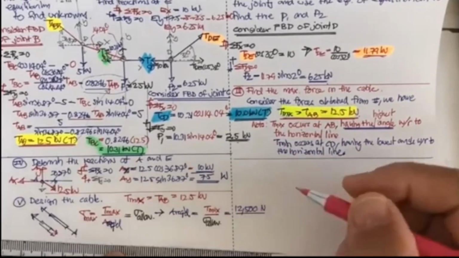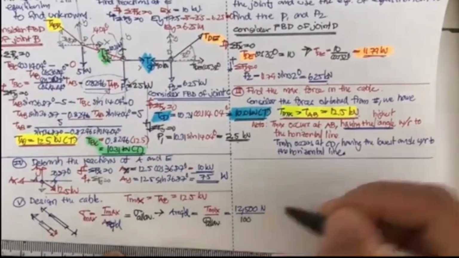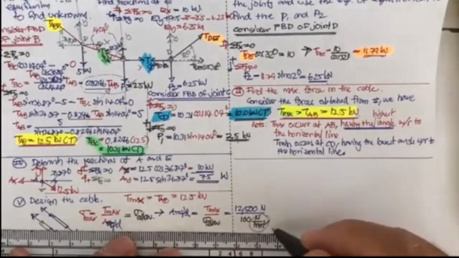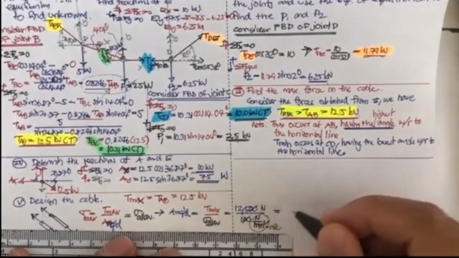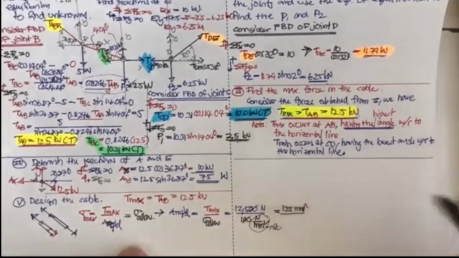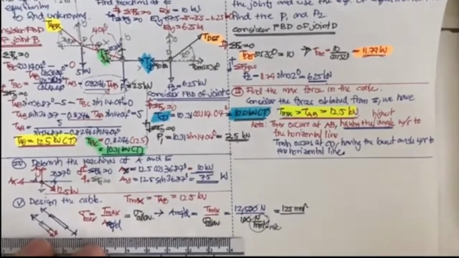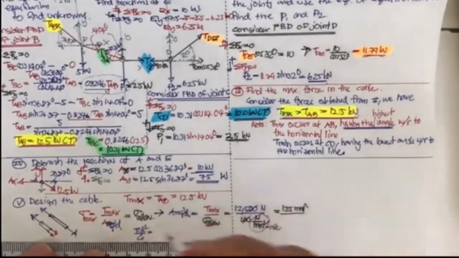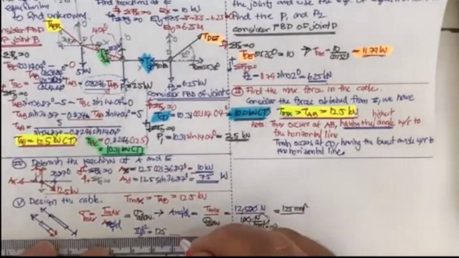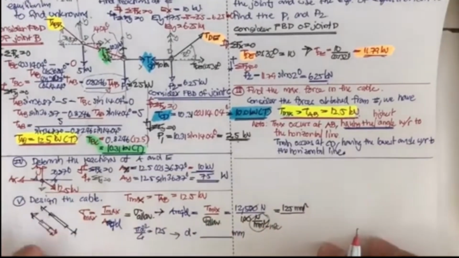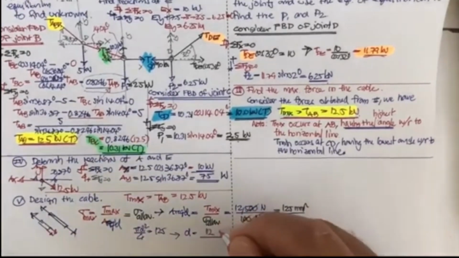That is 12,500 Newton divided by 100 Newton per millimeter square. The unit of Newton per square millimeter is the megapascal, the same one. So you get 125 square millimeter. And now you have pi d square over 4 equal to 125, so you can solve for d. You can get 12.62 millimeter.